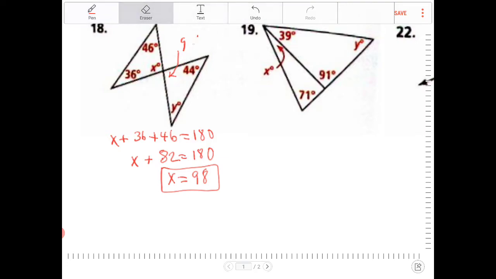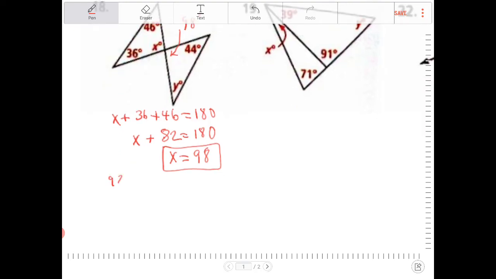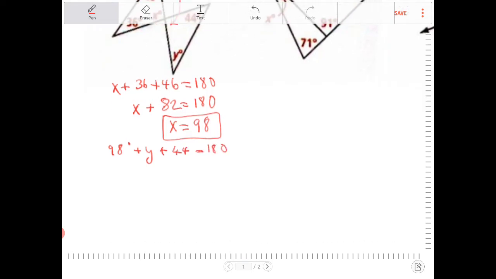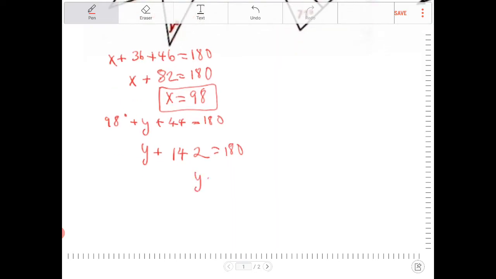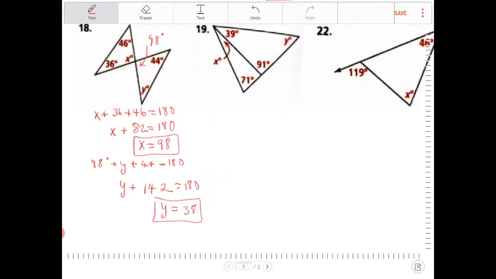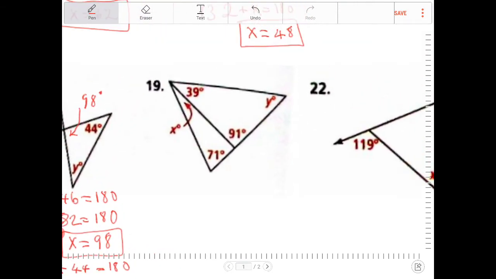And since that angle there is equal to 98 degrees, I know that 98 plus y plus 44 should equal 180. Combine like terms. Y plus 98 plus 44. What is that? That will equal 142. Is equal to 180. Subtract 142 from both sides. I end up with 38. Moving on, question 19.